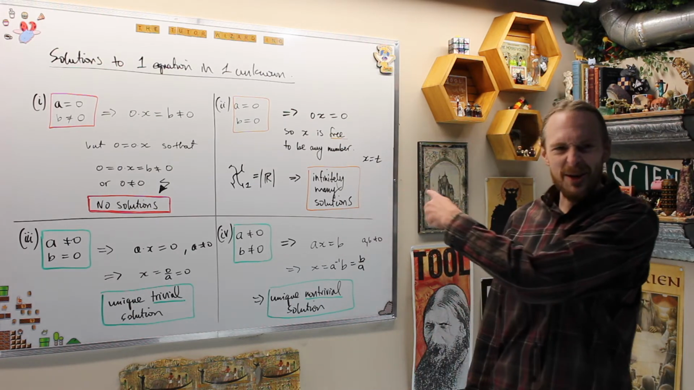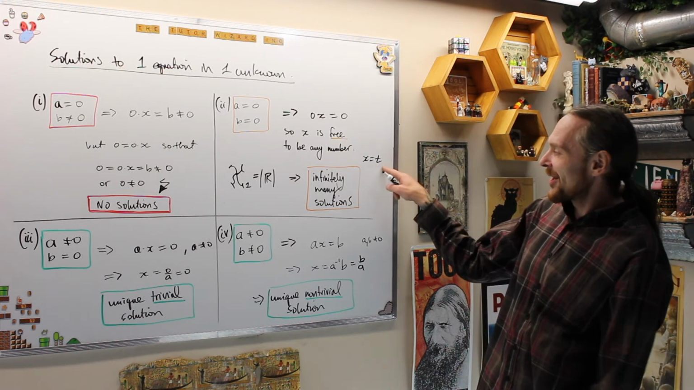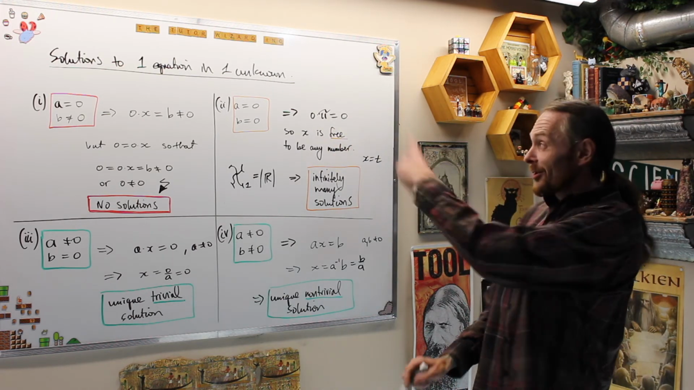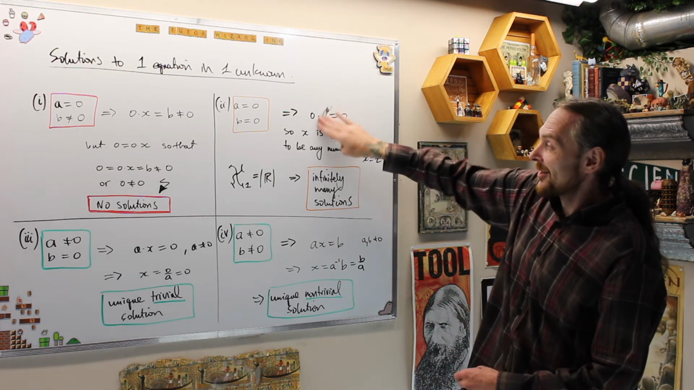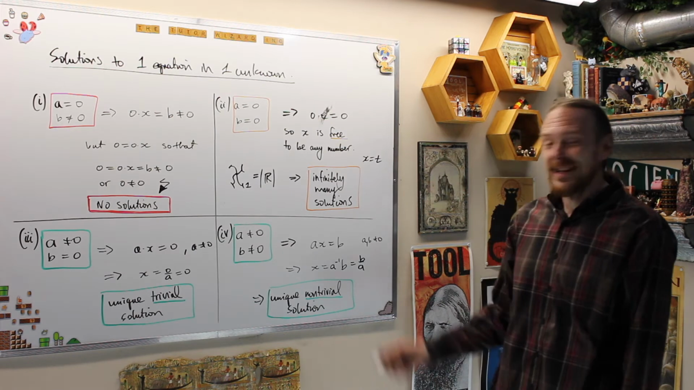Why did you make the move and call it t? Because it's now free to be any real number, and whatever number you put in there, say t equals pi, is still true. 0 times pi is 0. 0 times e is 0. 0 times any real number is going to be 0. And what does that say?